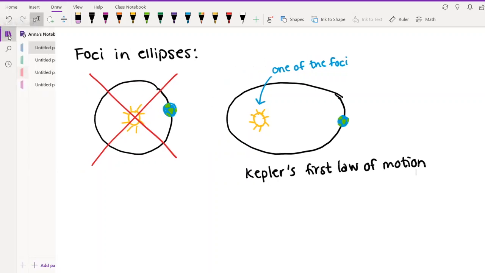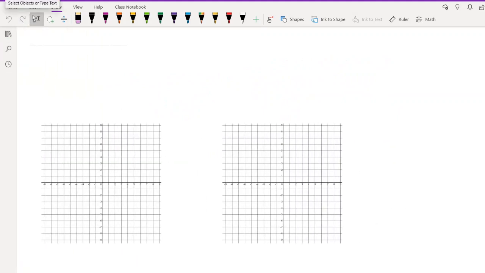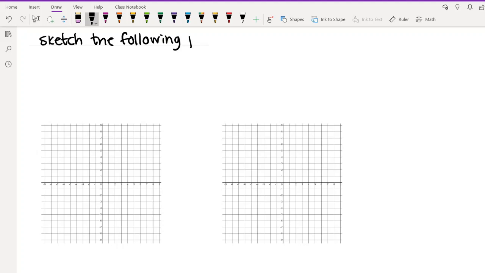But now I want to get into actually graphing parabolas. I want to start by graphing really basic examples of parabolas. We're actually going to make tables, even though you might feel like you don't need one, just to be able to compare and contrast a couple of examples. So we're basically going to sketch the following parabolas. The first one we're going to do is y is equal to x squared.